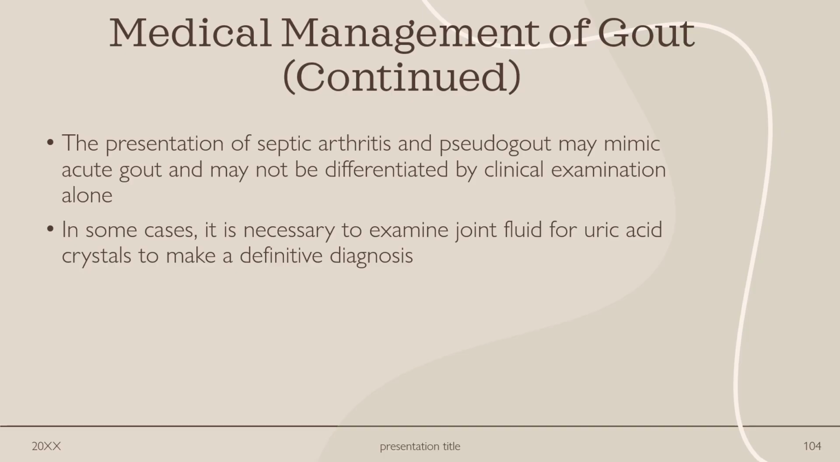The presentation of septic arthritis and pseudo-gout may mimic an acute gout and may not be differentiated by clinical examination alone. In some cases, it is necessary to examine joint fluid for uric acid crystals to make that definitive diagnosis.